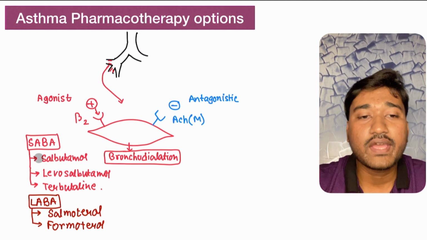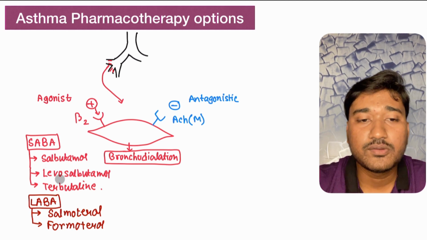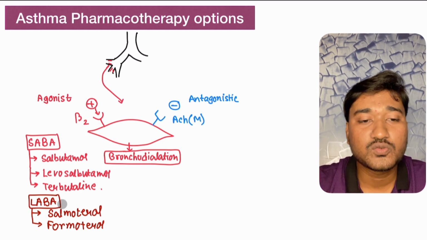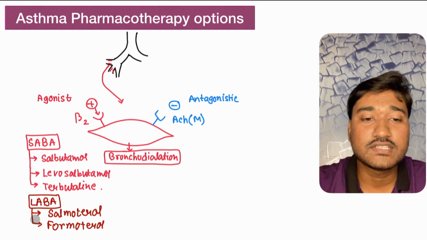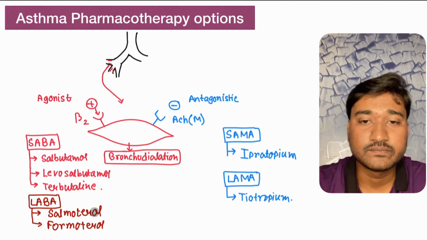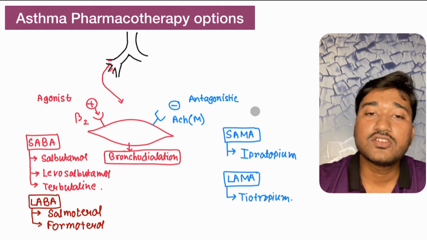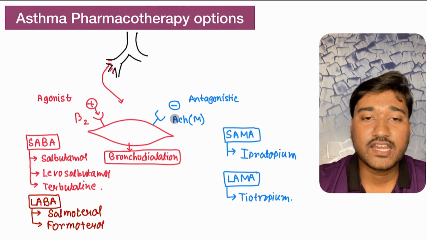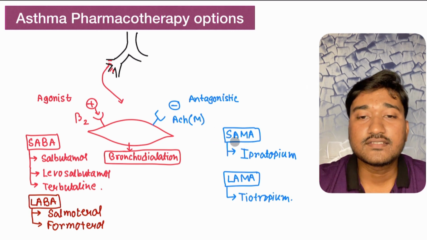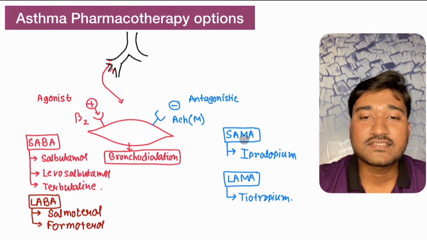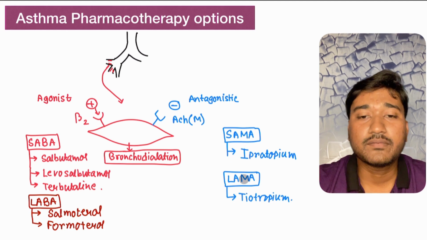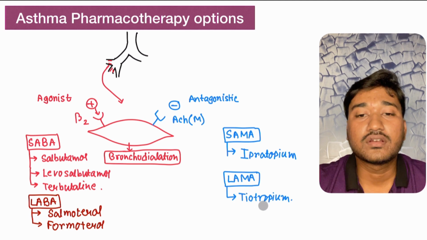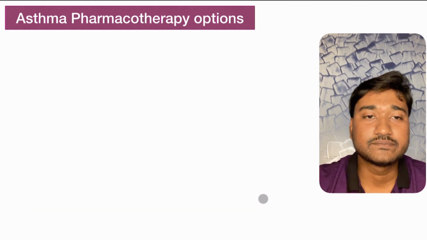So the beta 2 agonist drugs are your salbutamol, levosalbutamol, terbutaline. These are SABA, short-acting beta 2 agonists. As well as we have LABA, that is long-acting beta 2 agonists like salmeterol and formoterol. Okay, and also look here, these are your antagonistic drugs at the muscarinic acetylcholine receptor. These are SAMA, that is short-acting muscarinic antagonists like ipratropium, or LAMA, that is long-acting muscarinic antagonists, which is your tiotropium bromide, like that.